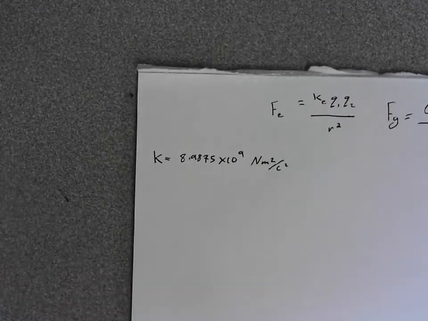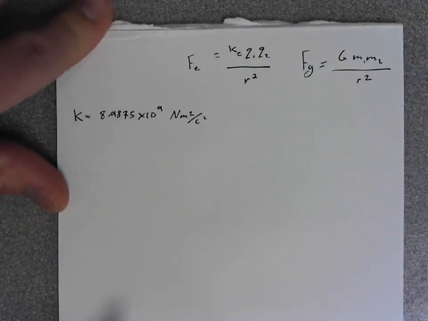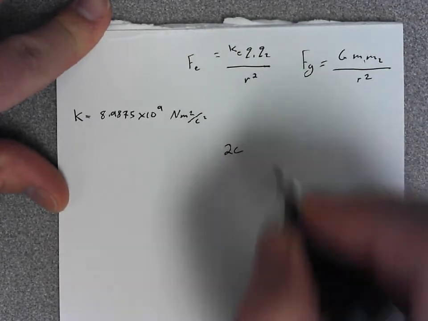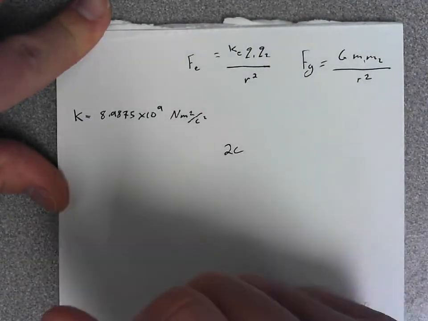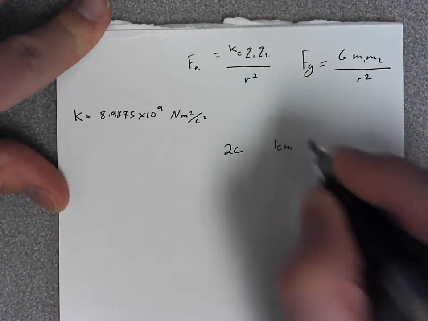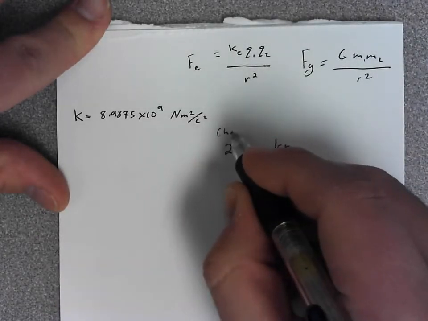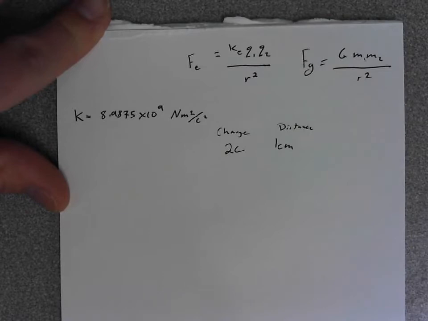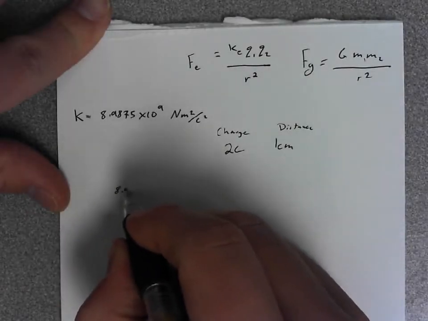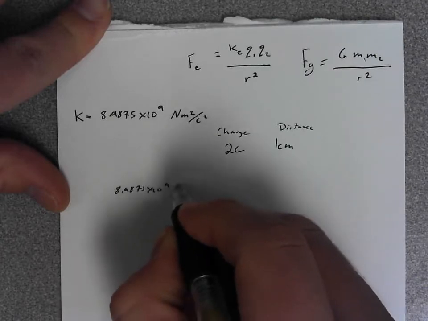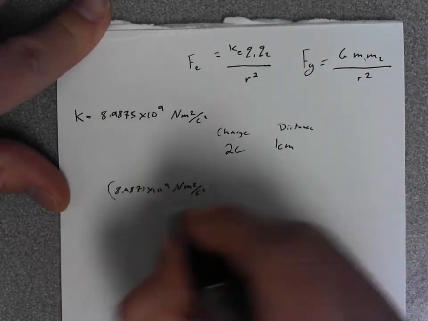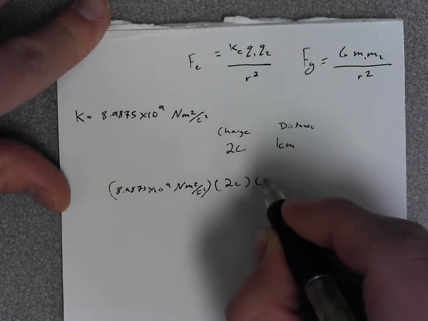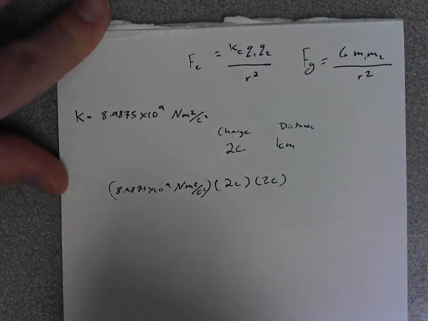So let's say, for example, this is a problem we did just in class. We have two charges, each with 2 coulombs of charge. And we'll say that they're 1 centimeter apart. So that's my charge. This is my distance. If I drop this into my equation, I get 8.9875 times 10 to the 9th Newton meters squared per Coulomb squared, times 2 coulombs, times another 2 coulombs, because they're both that.